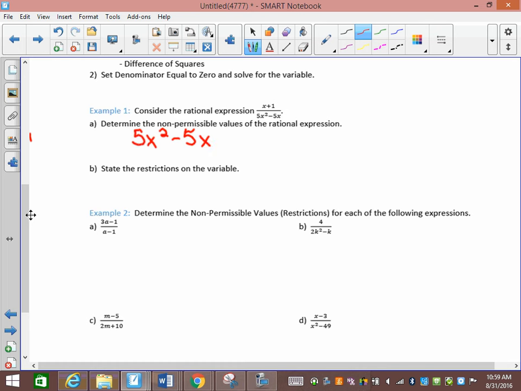So what can I take out? A 5x. This is the catch. If you make the GCF wrong, you're not going to get the answers right. So I take the 5x out. 5x squared divided by 5x leaves an x. What's negative 5x divided by 5x? Negative 1. If you say 0, you're getting into trouble.